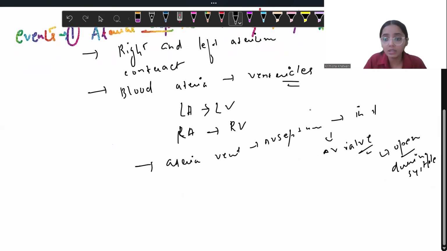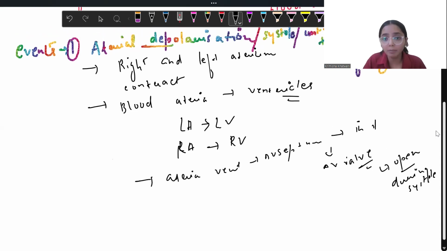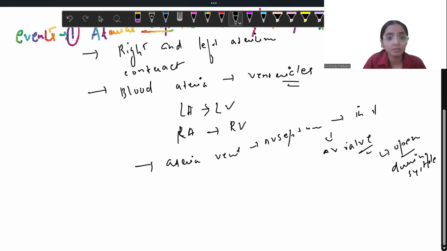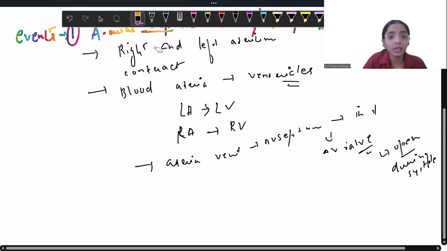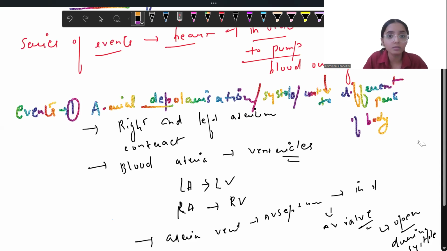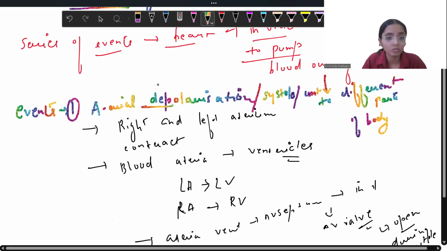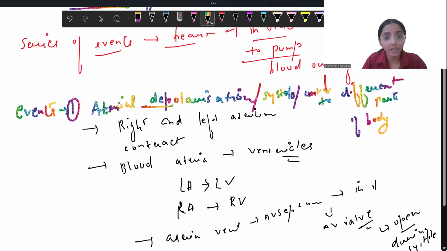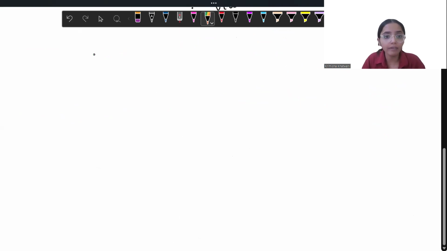Understood? So what is the first event? The first event is nothing but atrial depolarization, and it occurs in the heart.